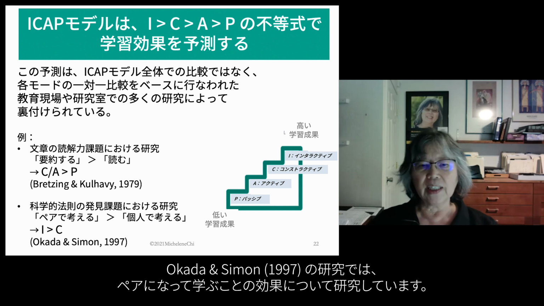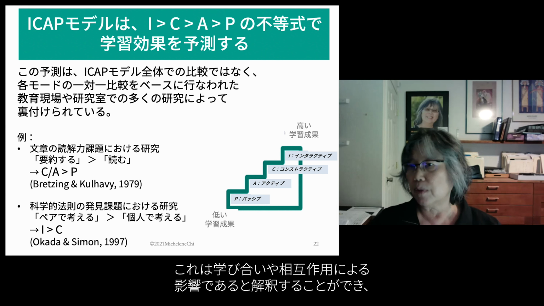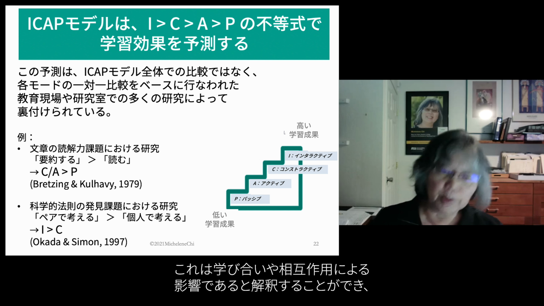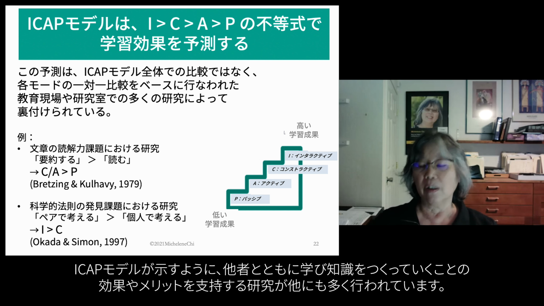Okay, another study from Okada and Simon, where they compare pairs of students, I think, solving problems versus individual students solving problems. And again, the pairs of students did better than the individuals. And we can interpret that as interactive collaborative is better than just constructive.